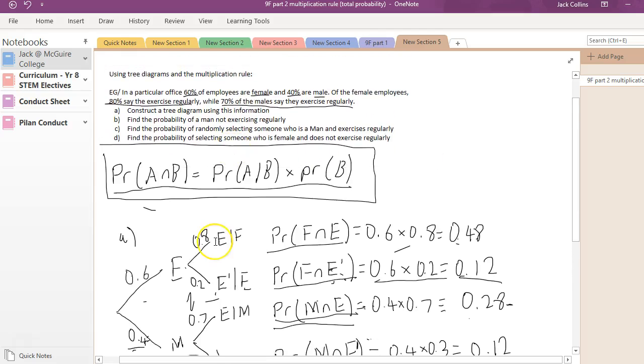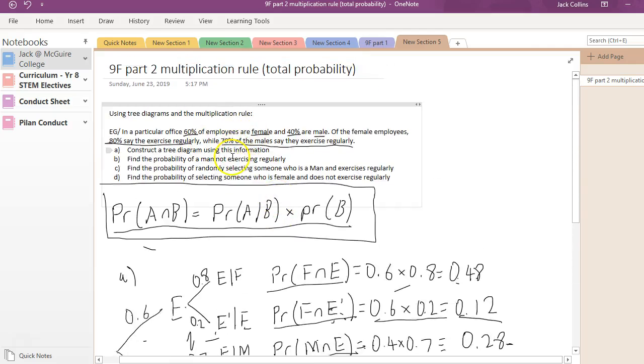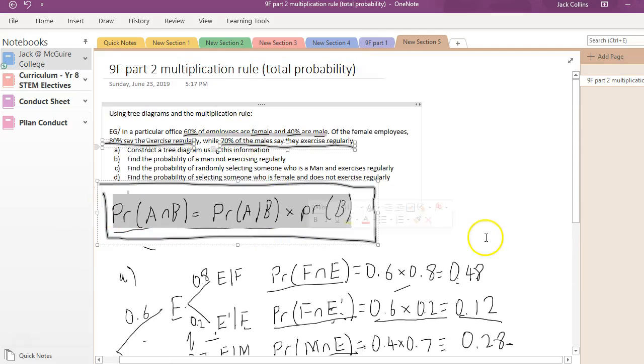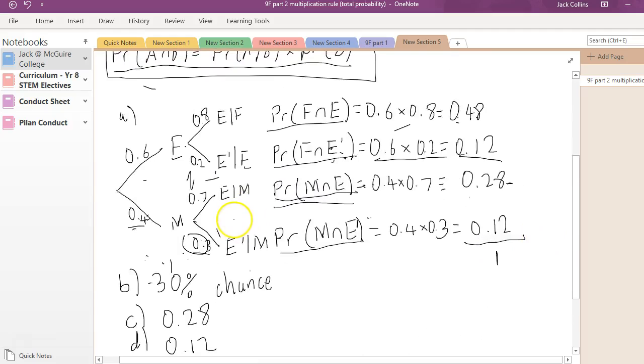So the key takeaways, guys, is set up your diagram clearly, read the question very carefully, and don't forget this probability rule here. Okay? If you can do that, you should not have a problem with this exercise. Good luck. Post any questions on Teams.